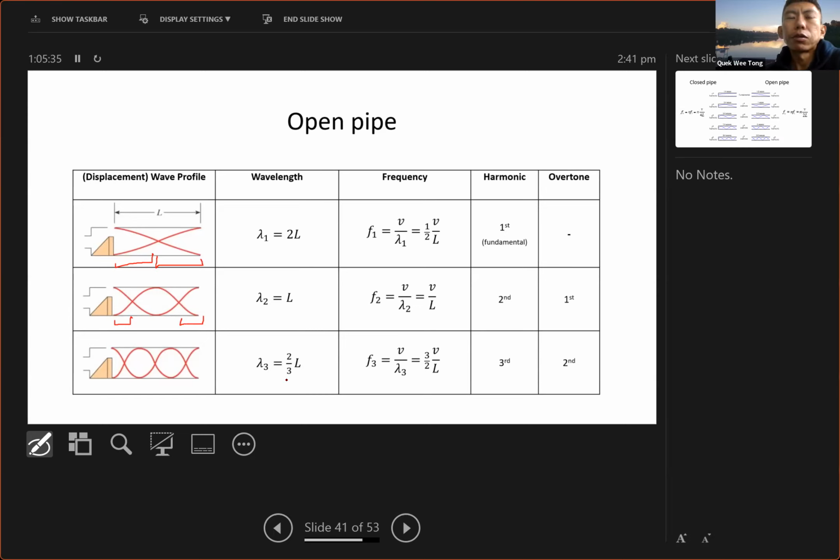So here you have the equations. This one is similar to the string. You can see that it has a second and third, or 3 times, of the fundamental. So to summarize, these are the equations.